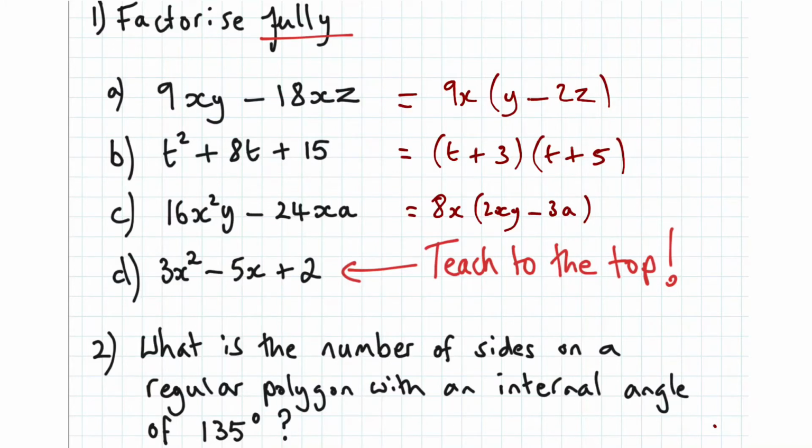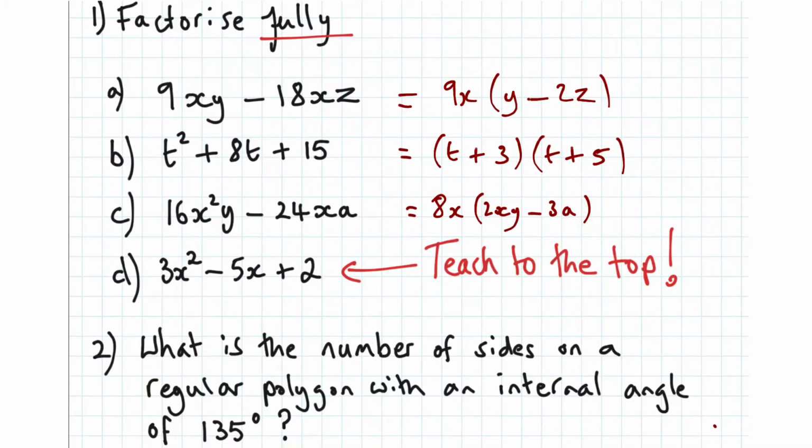And if I check that works again, 8x times 2xy is 16x squared y. Yep. And 8x times minus 3a is minus 24xa, which it says there. So it's definitely working. Now the next one needs a bit more space actually, so I need to just rub this teaching to the top out. In fact, no, I'll just squeeze it in underneath. I've probably just got enough room.